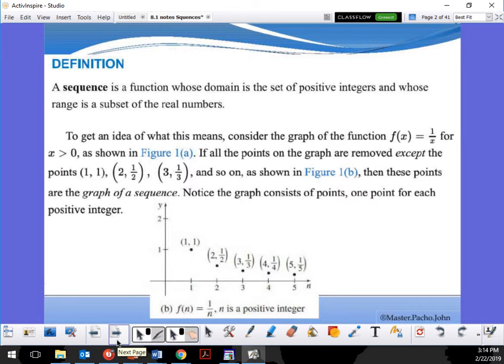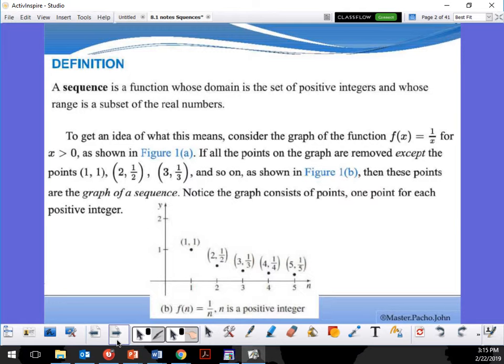All right, definition. A sequence is a function whose domain is a set of positive integers and whose range is a subset of real numbers. So basically, domain, positive integers. What does that mean? Numbers greater than 0, like counting numbers, right? And after I plug those in, the range is going to be a subset of real numbers. Do I have to get integers out of it? No, I'm going to get some nasty numbers. But guess what? It still works.